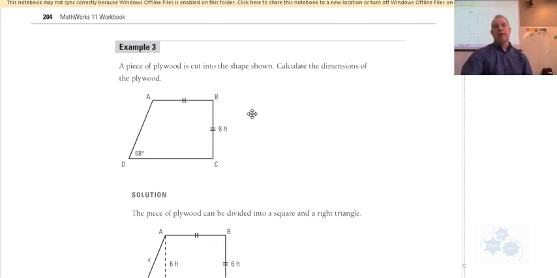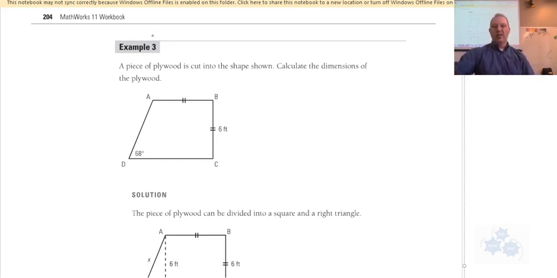So example 3 now. A piece of plywood is cut into the shape shown. Calculate the dimensions of the plywood. Here's a real life example: if you didn't have a measuring tape and you wanted to draw this out, you could totally use trigonometry to find this. The beautiful thing is you don't have to do direct measurement with math. You can figure it out based on established rules that we already have.